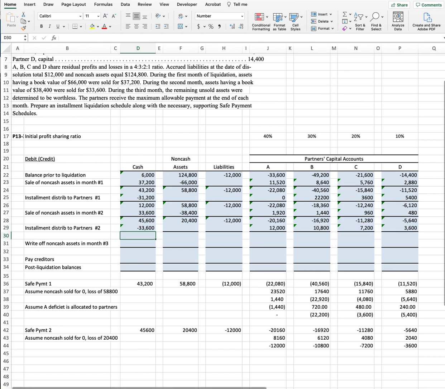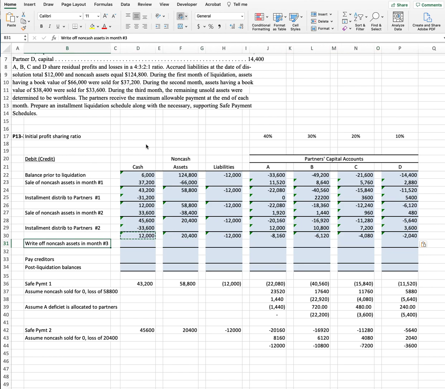And so we get that 33,600, and alternatively we can take our 45,600 minus the 12,000 and get that same 33,600, which is the confirmation that we're on the right track. And so we'll go ahead and total down. Okay, so we have totals across the board.